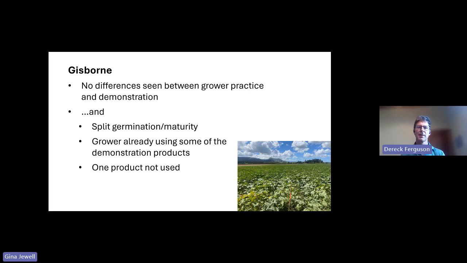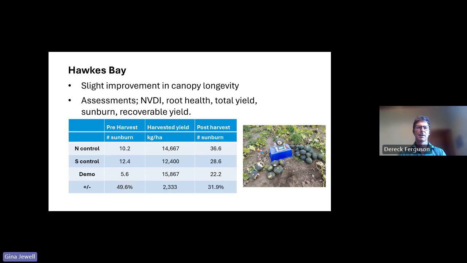There was one product in our suite that they didn't wish to use, and there were a couple of timing issues as well getting products on. So I guess the difference between the grower practice and the demonstration was narrower than in Hawke's Bay. I would note that the canopy still collapsed prior to harvest there, so there are still issues in the field. Next slide, please. So in Hawke's Bay, we did actually get differences between our demonstration strip and the grower practice there.